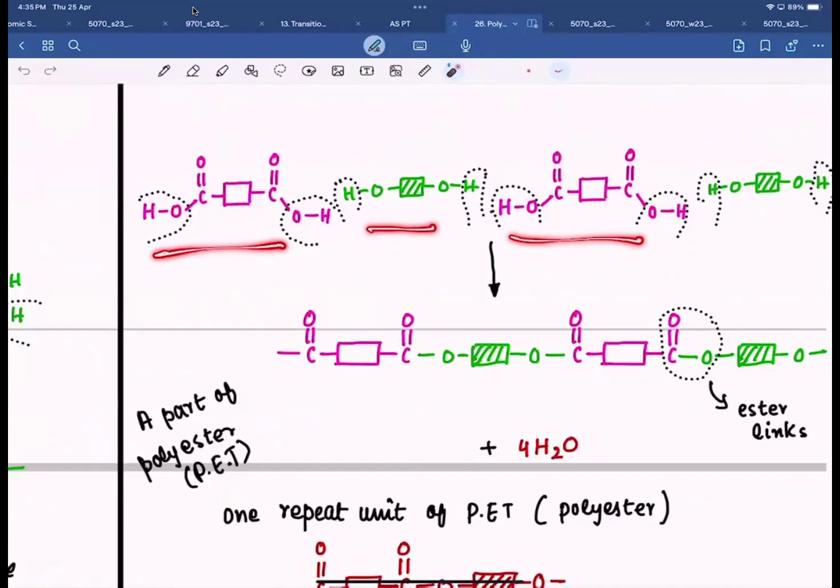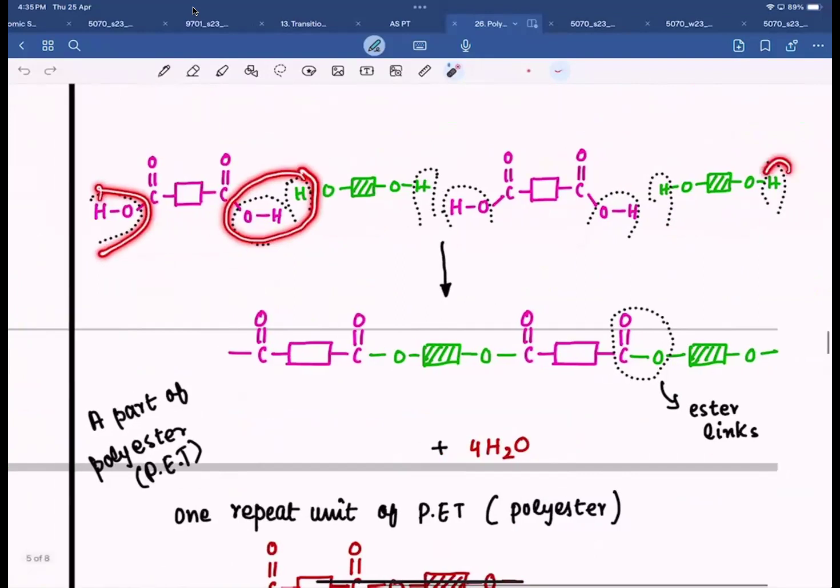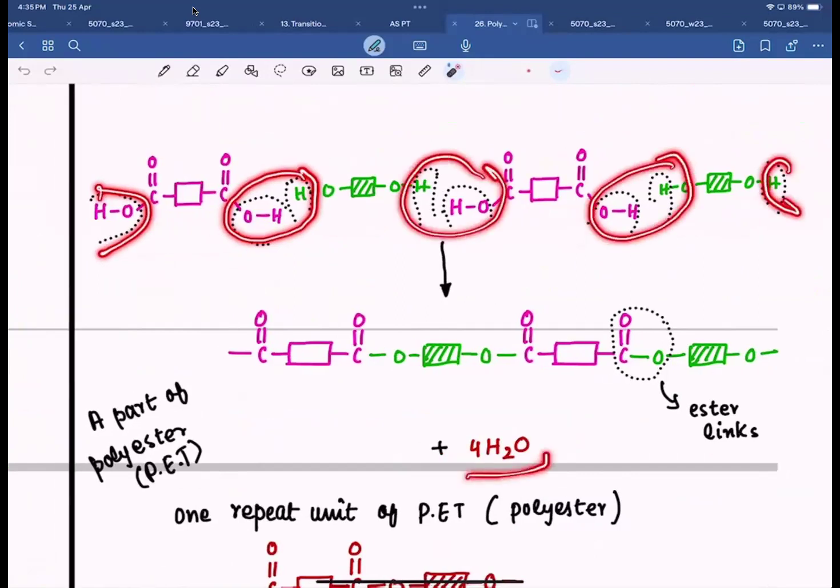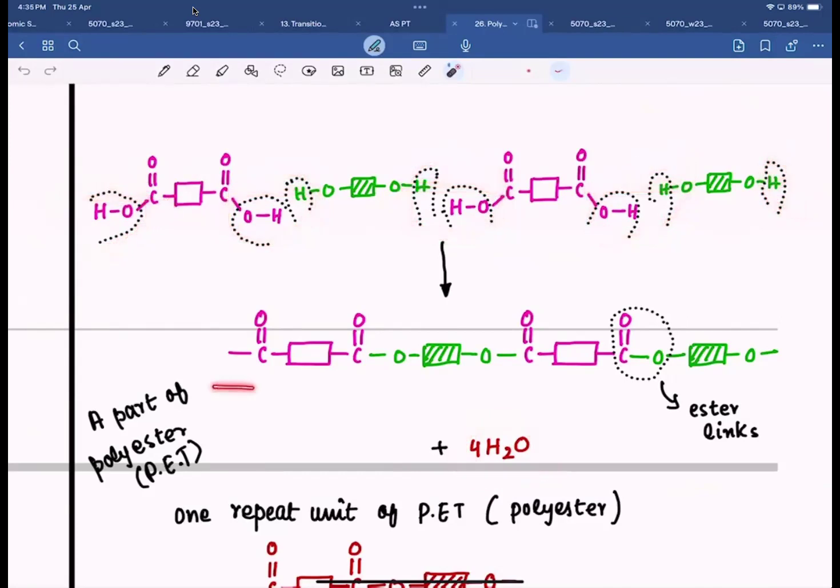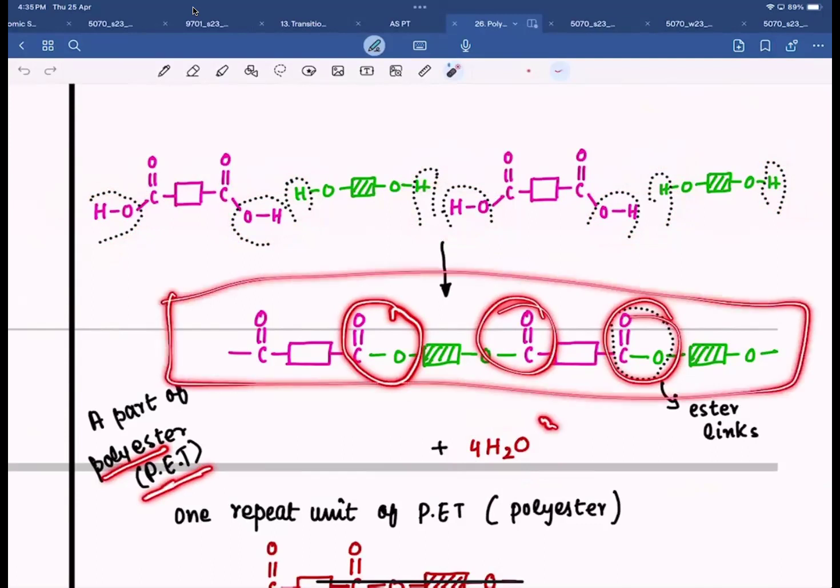Dicarboxylic acid, dialcohol, dicarboxylic acid, dialcohol. So H from alcohol and OH from carboxylic acid are removed, and they combine to form water. As a result, this carbon bonds with this oxygen, bonds with this carbon, bonds with this oxygen, bonds with the carbon of the other monomer on its right side, and this carbon bonds with the oxygen of the other monomer on this side, and as a result a very long chain is formed. In this chain there are multiple ester links, so that's why it's called polyester, and specifically it is called PET. And why is it a condensation polymer? Because a large polymer is formed, and along with that water is also released. Is this clear?